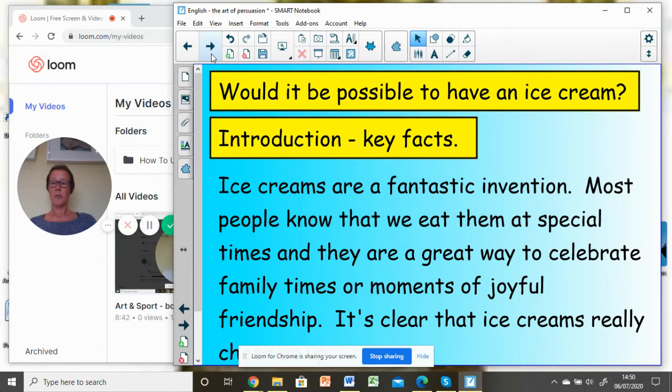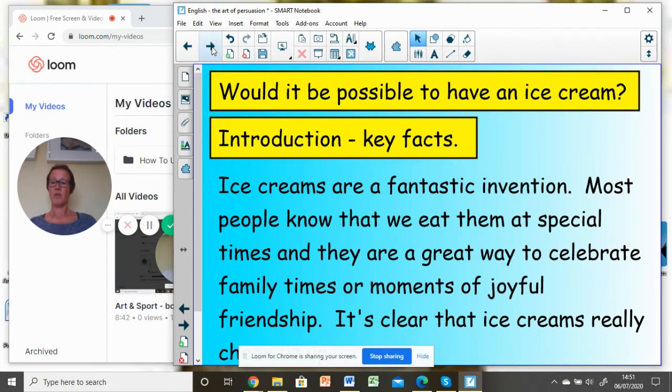Can you see some very positive language about ice creams, some positive word choices? You might have seen fantastic invention, special times, great way, celebrate, joyful friendship. All of those are really positive. They're making people think, oh yes, these ice creams sound great. Can you see the persuasive phrase I've used? It's clear that ice creams really cheer us up. That's just in my introduction.